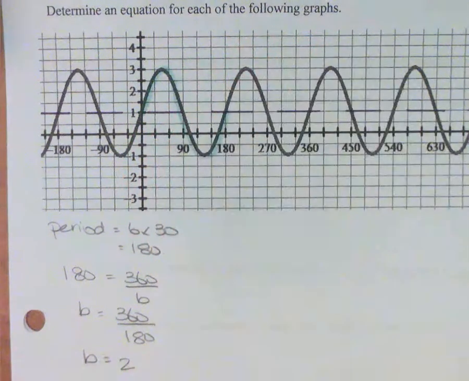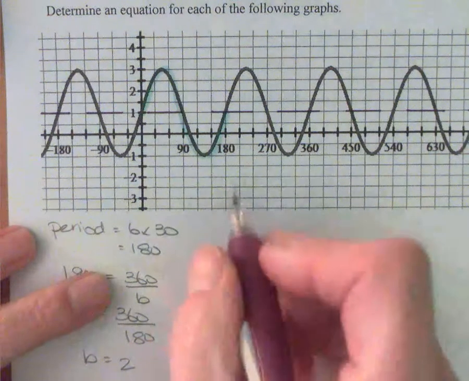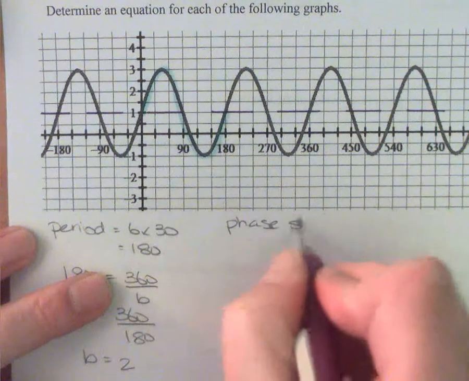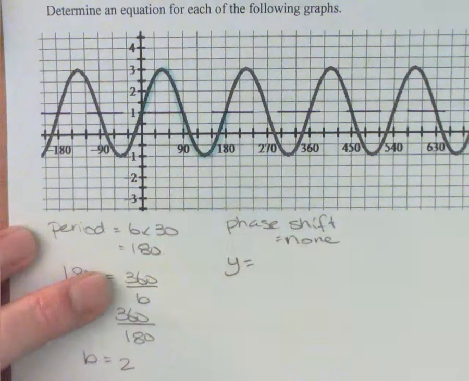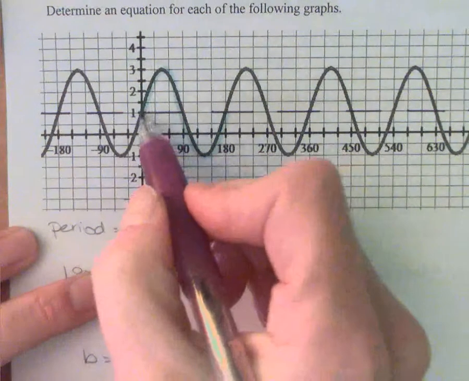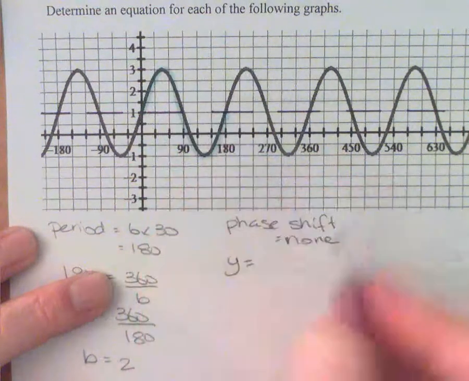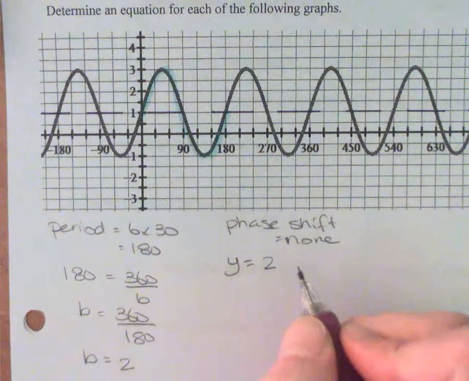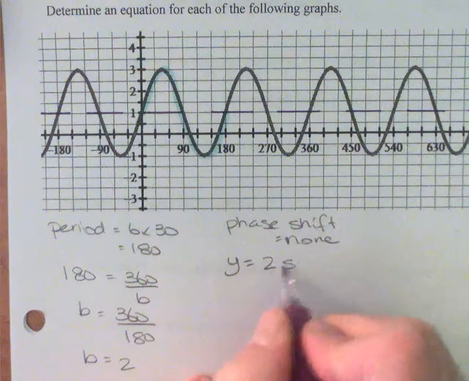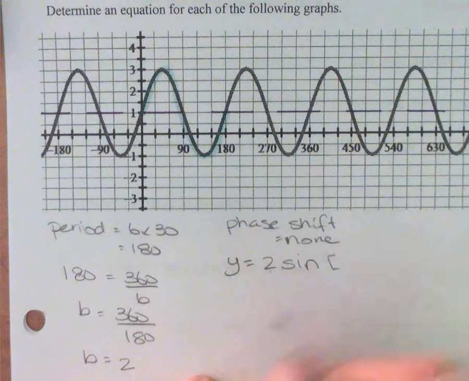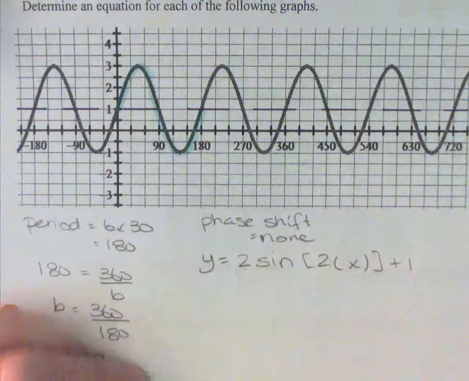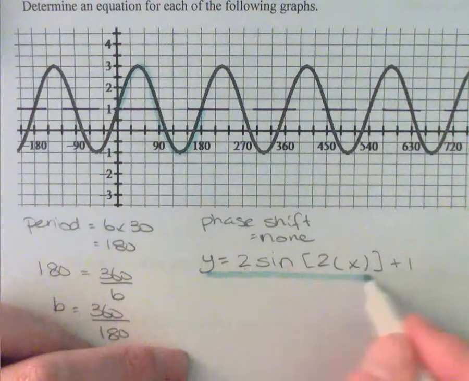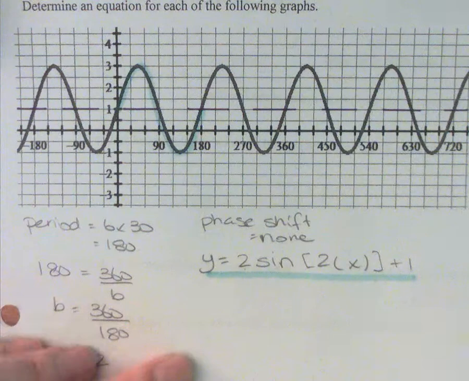I'm going to take the sine graph, and I'm going to say that the phase shift is none. So if I do that, I have to look. Sine graph is in the right direction, so it means there's no vertical reflection. So we have 2 sine, that's the amplitude, sine. My b is 2, there is no phase shift. And then I add 1. So that would be that cycle there. And that will work.